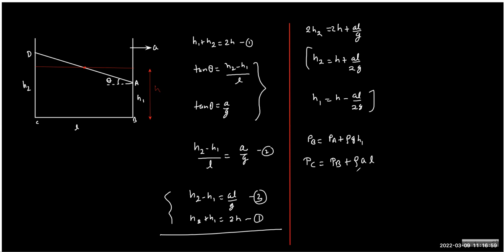Why? Because if you remember, the pressure gradient was rho A, and how much we have moved backward. So we have moved backward by L value, so it will grow by this much value. So along the direction of acceleration, pressure decreases. Against the acceleration, if you move, pressure will increase. That's the rule.